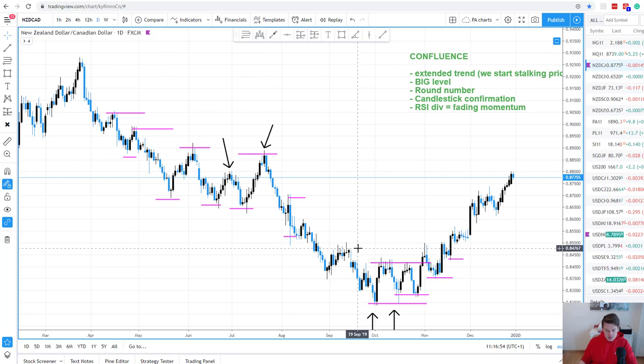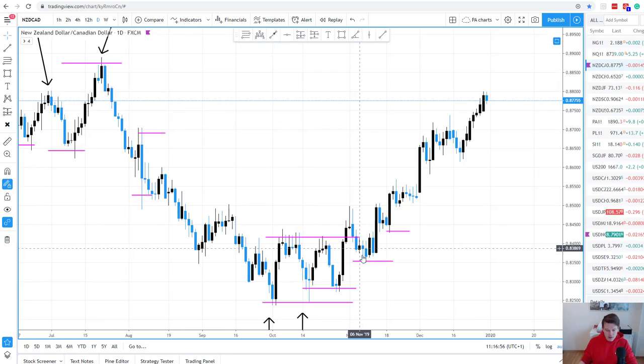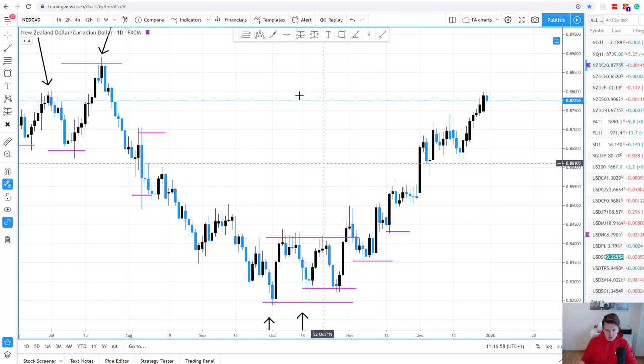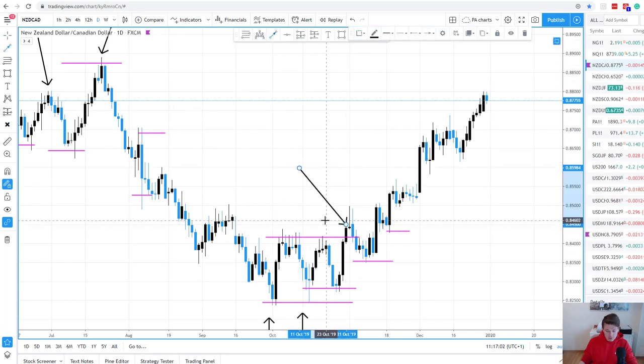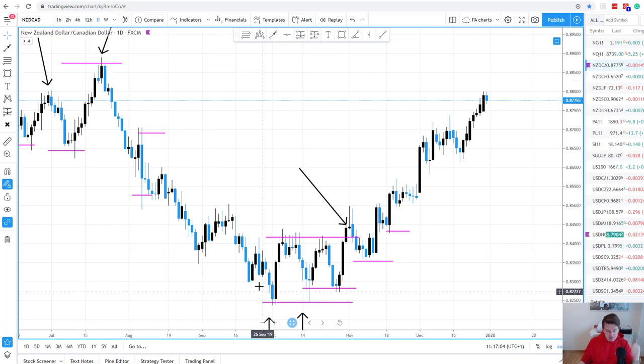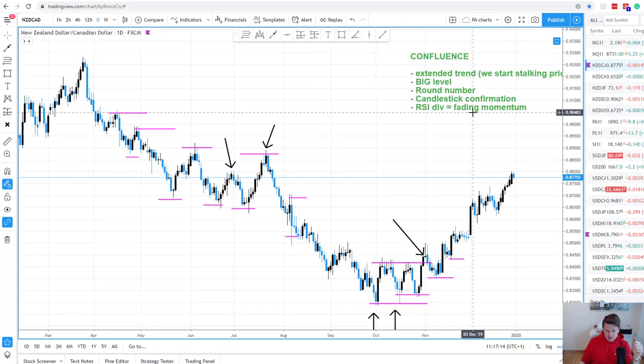So the entry point in this one was a little bit tricky, and you may have ended up with a first losing trade, because at this point we have all of our confluence factors. We have the extended trend, we have the candlesticks, we have the momentum, the round number, and everything else that we have said so far. And then here the final piece of the puzzle is a structure break.